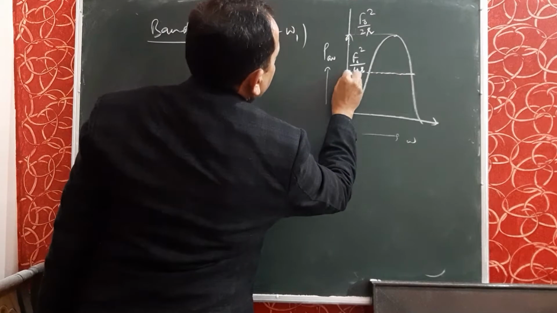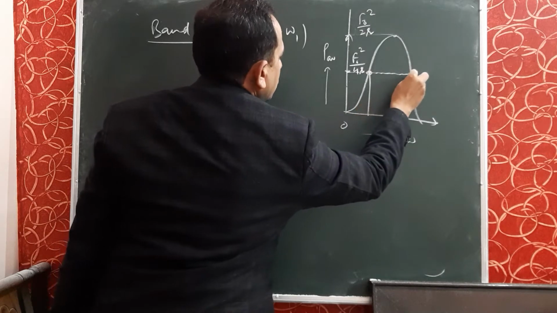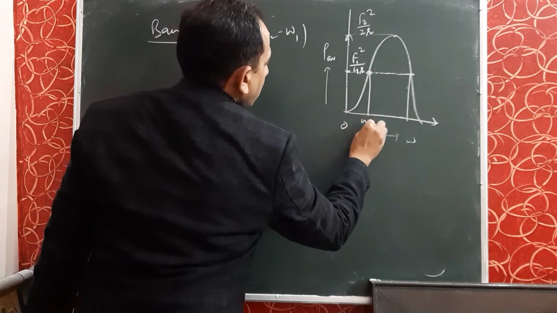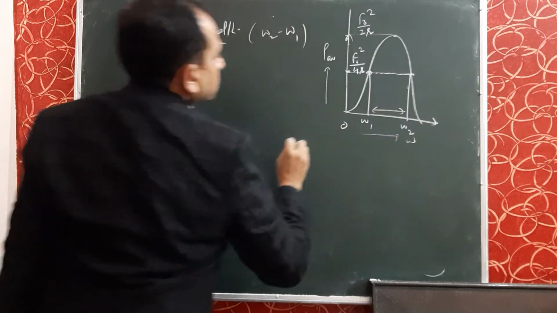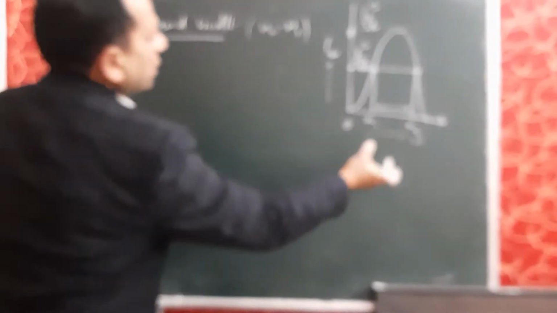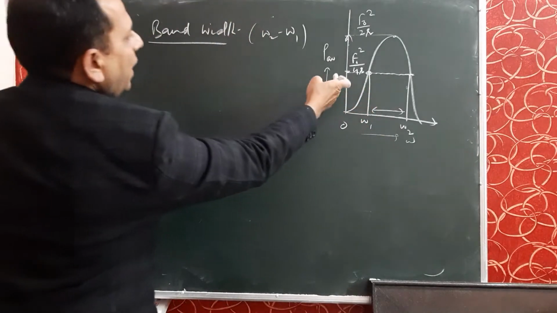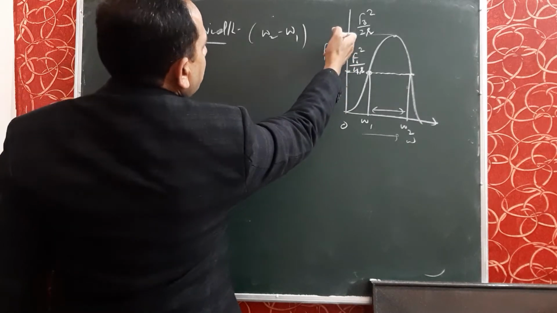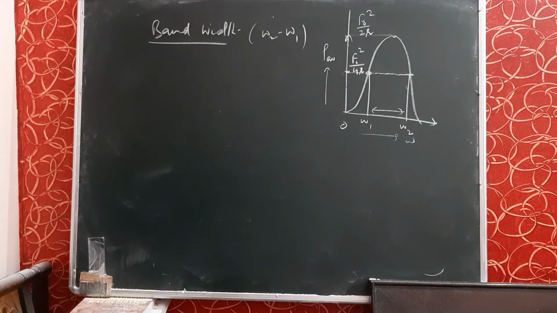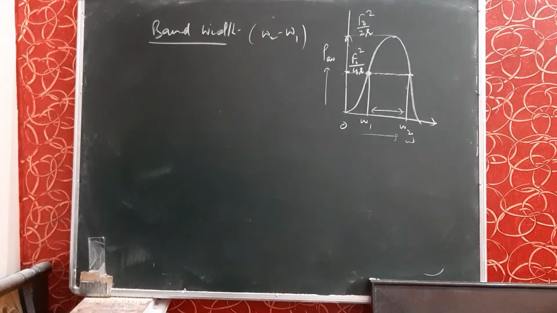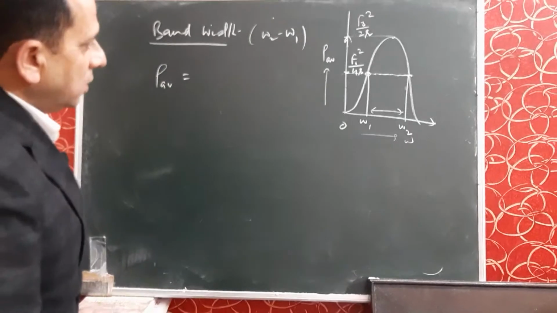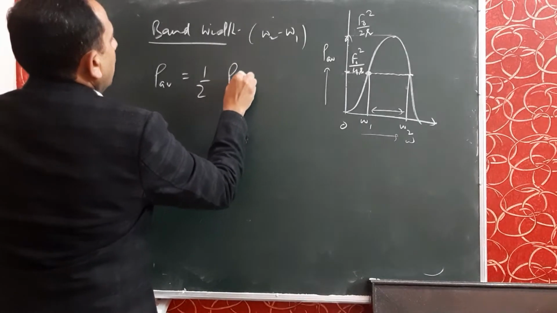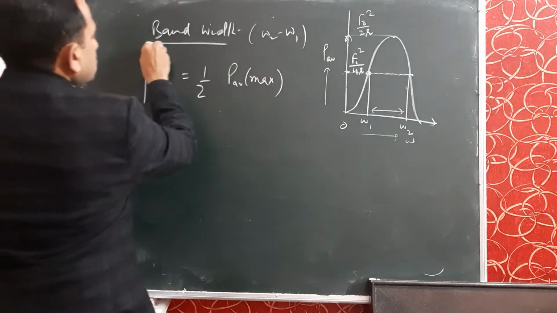When we draw this line, it will intersect the graph at two points. This frequency is omega 1, and this one is omega 2. The difference between these two frequencies is the bandwidth. So what will be the definition of bandwidth? Bandwidth is the difference in two frequencies at half value of maxima. At half value of maxima means, what is the condition for that? The condition for bandwidth is that P average is half of P average maxima.